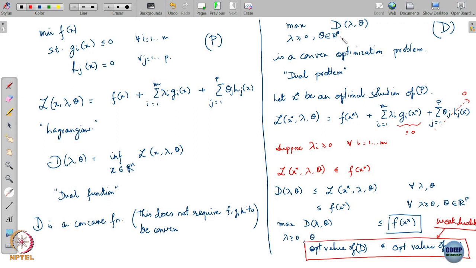In that case, what do we get? We get that the optimal value of this is what we call the dual problem. You call this the dual problem, you call this the primal problem. What we get is weak duality. So, the optimal value of the dual problem is always less than equal to the optimal value of the primal.